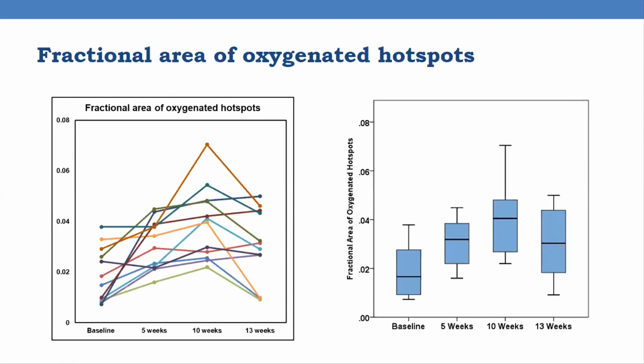As I mentioned earlier, SO2 average takes into account only the colored pixels, while SO2 average total takes into account all the pixels within the ROI. So the ratio of SO2 average total to SO2 average will give us the fractional area of the oxygenated hotspots. We calculated the ratio and plotted it here, and found that the fractional area of the oxygenated hotspots also maximized at 10 weeks and then starts declining at 13 weeks, as summarized in this figure 2.